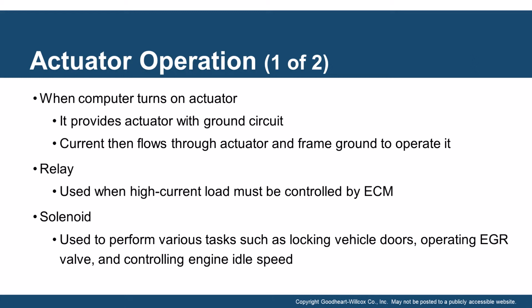With relays, these are used when we want to control a high current load. For example, when we turn a key in our car, we actually tell the ECU we want to start the vehicle, and that controls this relay that engages the starter. And then in some cases, we use something called a solenoid. These are used to perform tasks such as the door locks or the EGR, and even control the engine idling speed. So we have a bunch of different operations of these types of actuators on the vehicle.